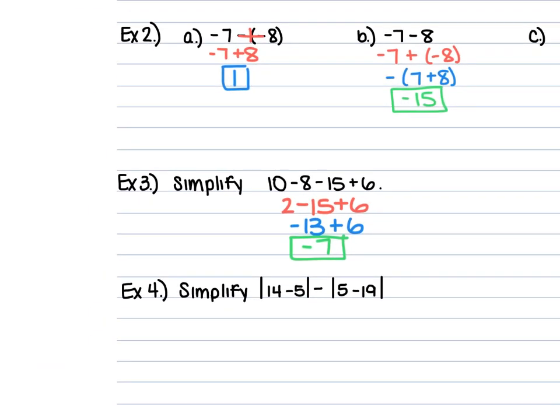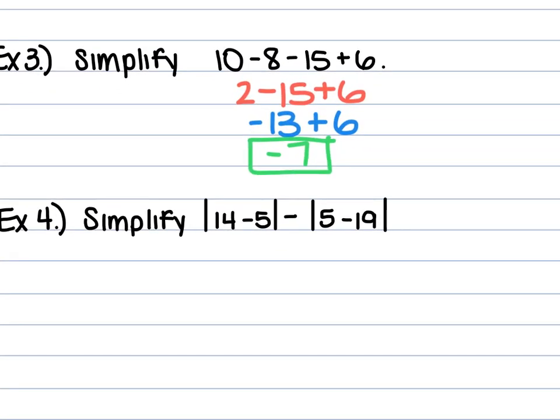For example 4, I now have absolute value, which is like what we went over in 1.1. So within our absolute value, we're going to use our order of operations. We're going to simplify those expressions inside those absolute value bars, and then take the absolute value of our solution. Remember the absolute value is the distance between that number and 0 on the number line. So we're going to do first what's inside those absolute value bars.